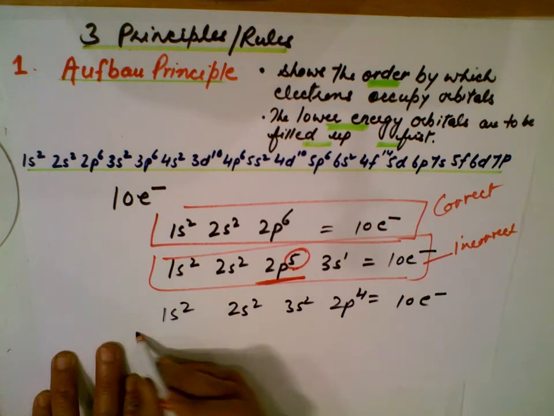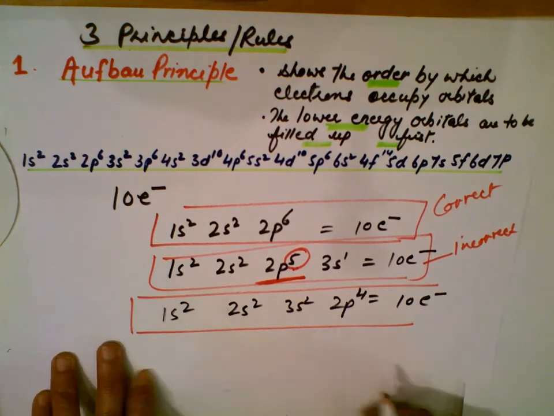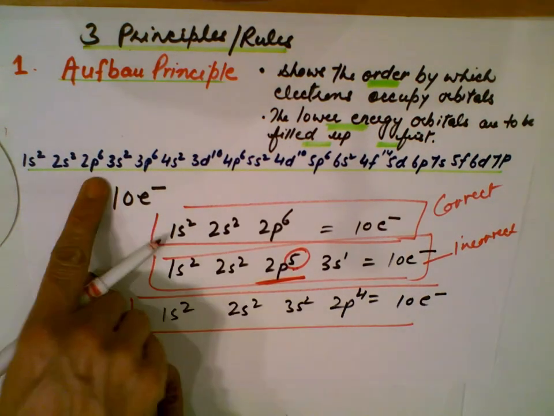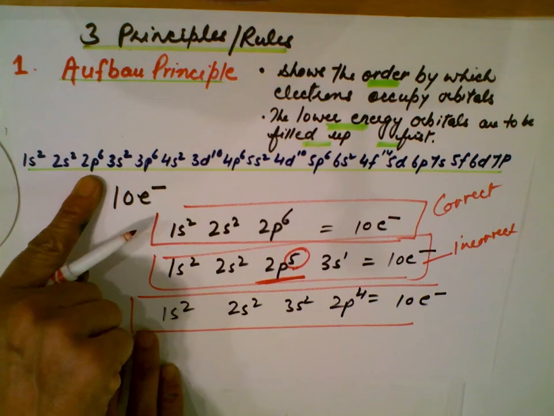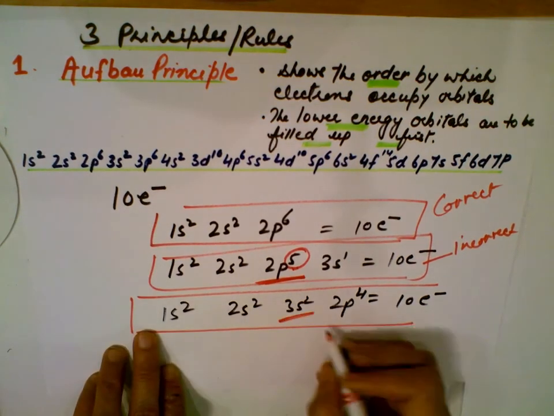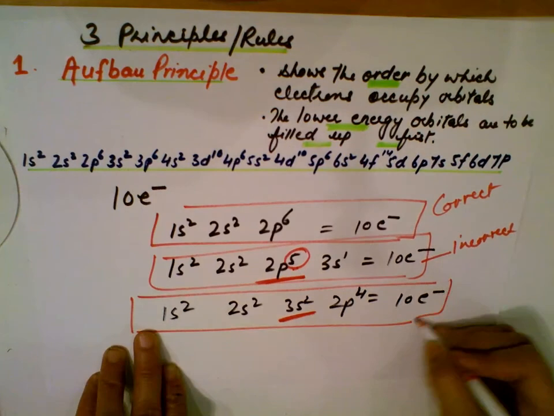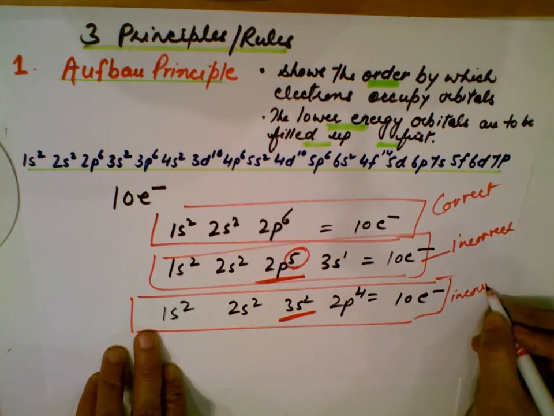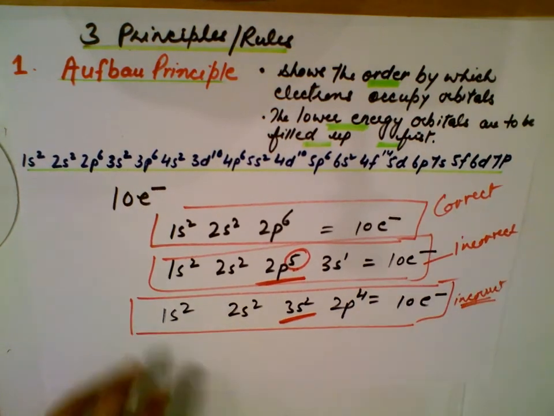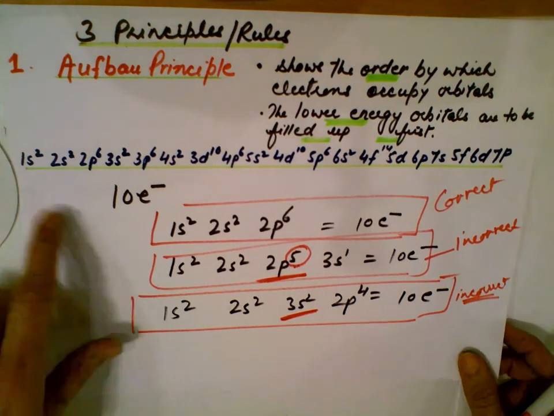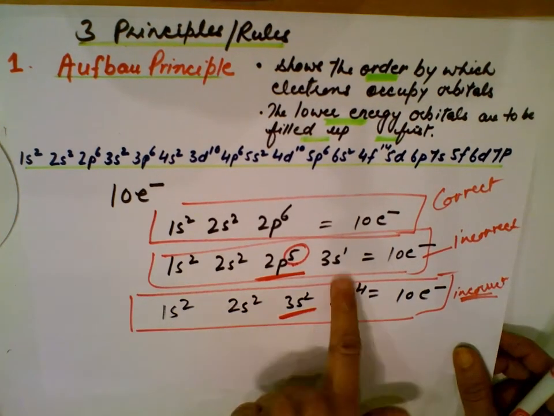Okay. Now what's the problem with this one? This is not following the sequence. 1s2, 2s2. We were supposed to fill electrons in the 2p, and here it is 3s2. So this is again incorrect. We will talk about the exceptions, the elements that are not following the Aufbau principle, later. So these are the mistakes here. We have to follow this. Those are the rules.